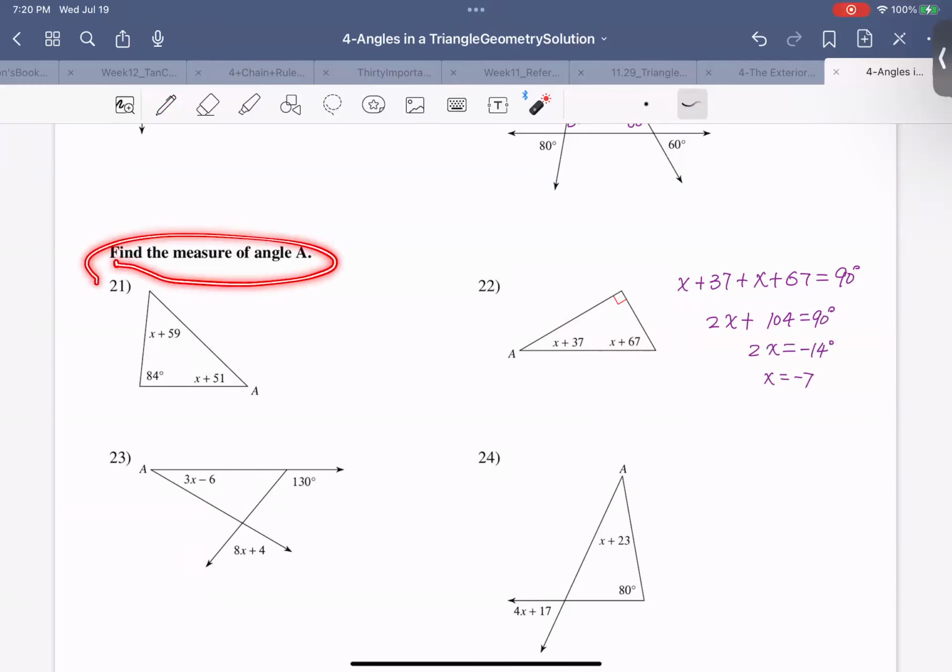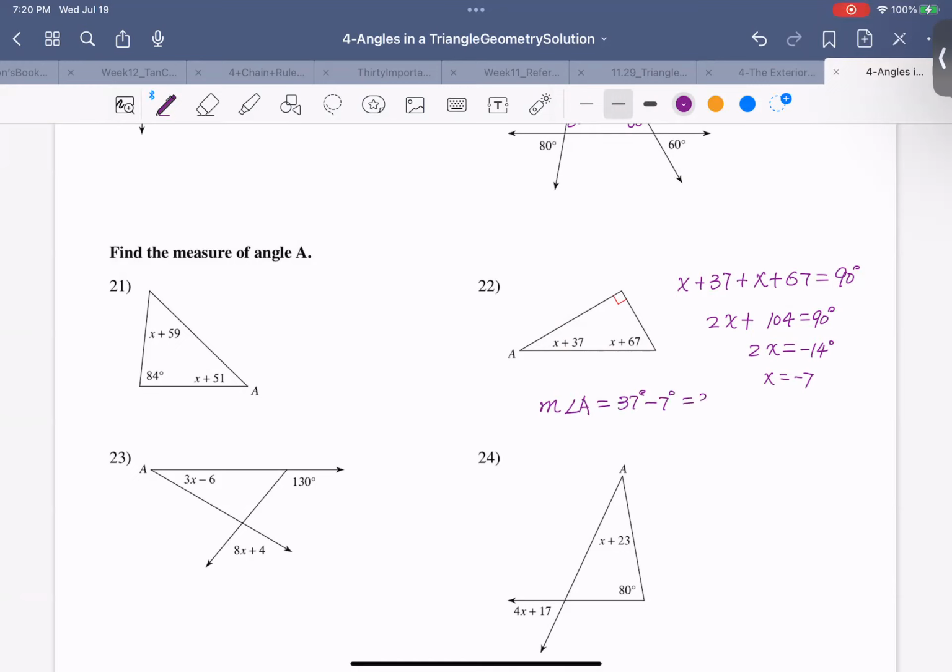But watch out here. This one is not asking you for x. This one is asking for a. So you want to plug in x equals negative 7. You say the measurement of angle A is 37 degrees minus 7 degrees, which is 30 degrees. Okay, very good.